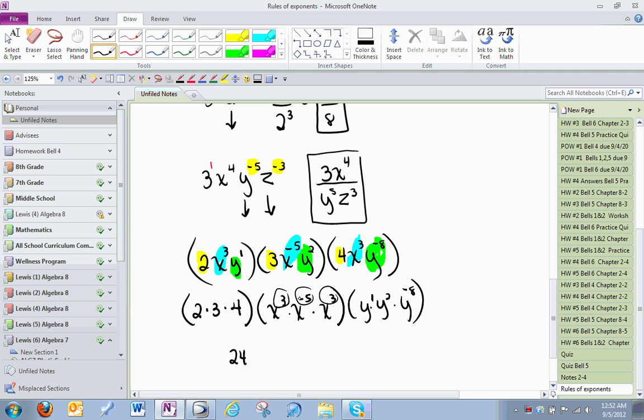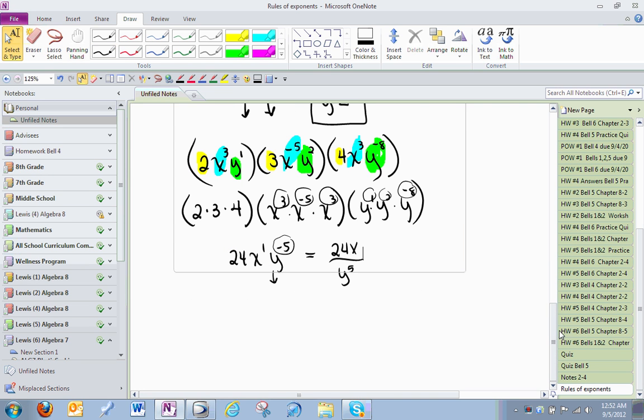3 and 3 is 6, and 6 minus 5 is 1, so x to the first. And I add these exponents. 1 plus 2 is 3, plus negative 8 is negative 5. So now I look at that, that's my answer, but I'm going to write it without negative exponents. Here's the negative exponent, so that's going to go down. So I have 24x over y to the fifth.